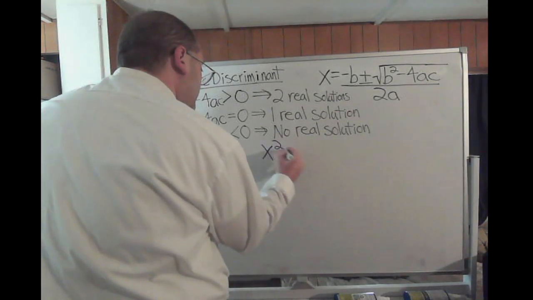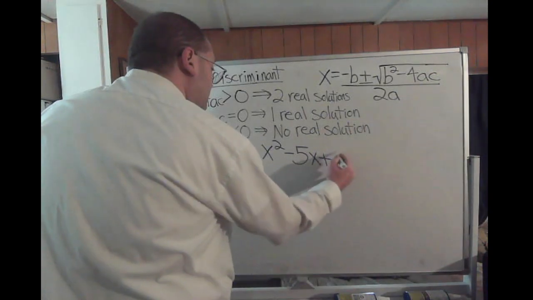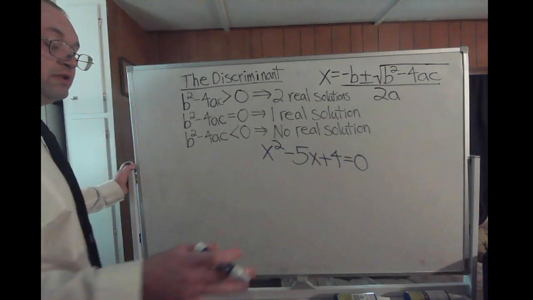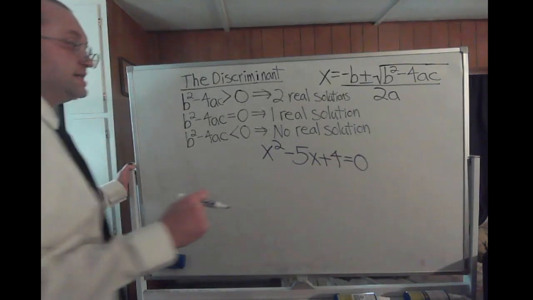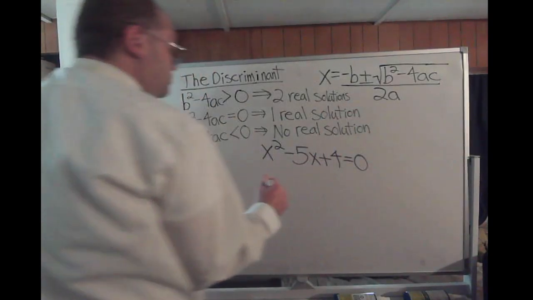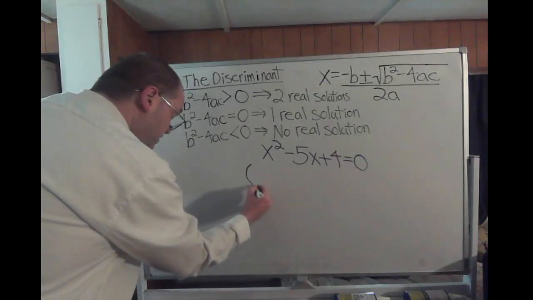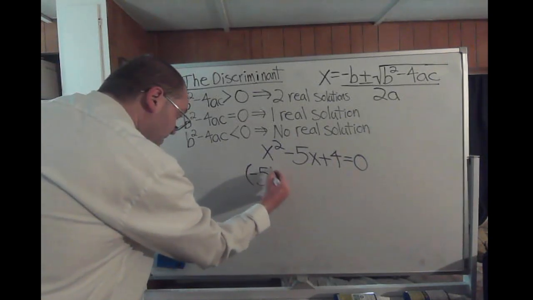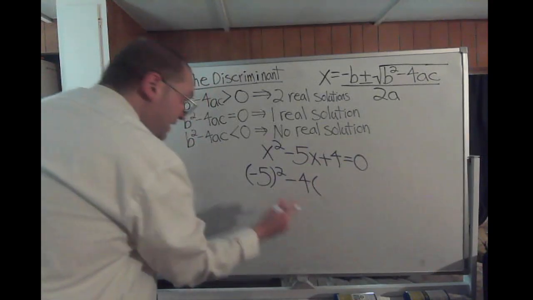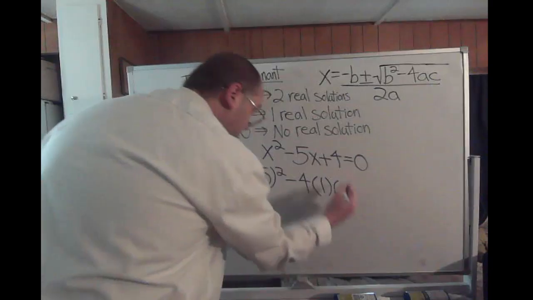We have x squared minus 5x plus 4 is equal to 0. Again, we're not going to input the whole quadratic formula today. We're just going to solve for the discriminant, which is b squared minus 4ac. So your b coefficient is negative 5, so you would take negative 5 to the second power minus 4 times your a, which is 1, times your c, which is 4.